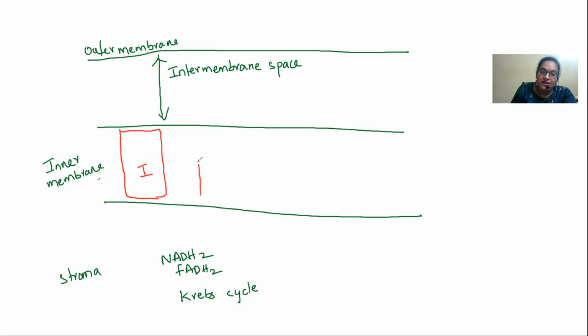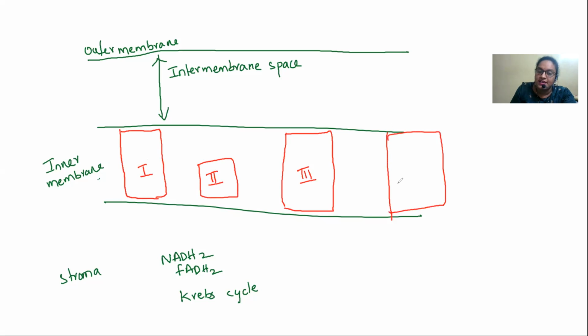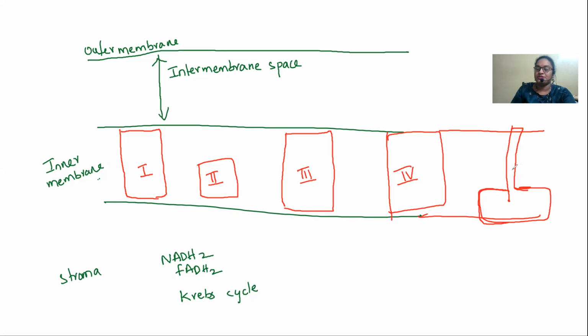And we are going to have another one, which is going to be called complex number 2. And I'm having another one, which is being called complex number 3. And I'm having in the inner membrane another complex, which is being called complex number 4. And then I'm even having another enzyme, which is going to be the ATP synthase, which is going to look like this, with a stalk as well as a rotor which is being present.